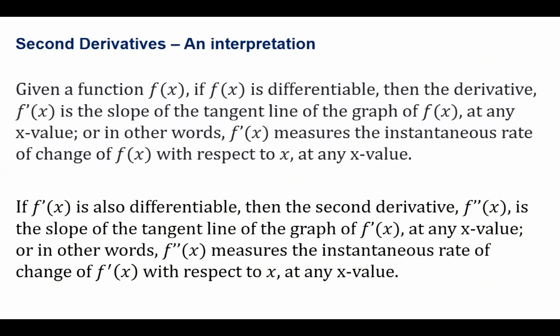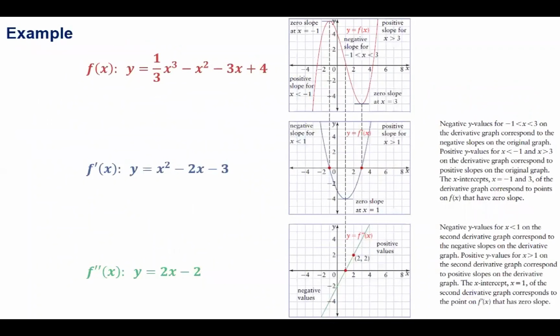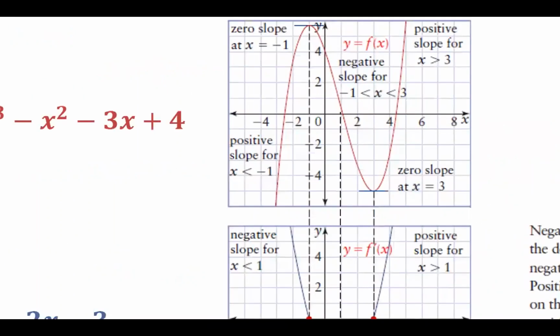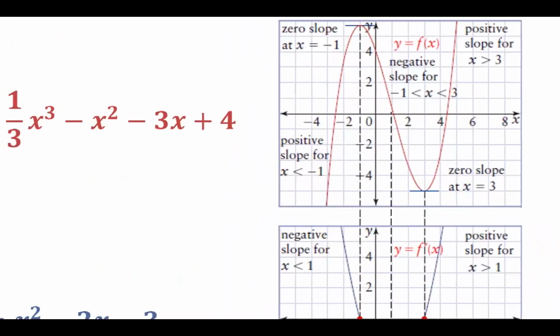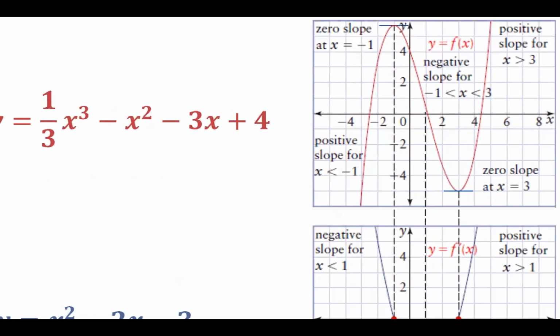Okay, so let's have a look at an example. Let's see the example here. The original function f(x) is given by this expression, y equals 1/3 of x cubed minus x squared minus 3x plus 4. So the graph of this function is illustrated here. It's a polynomial function, right? We have learned this in advanced function. The graph of this function is a polynomial and looks like this, right?